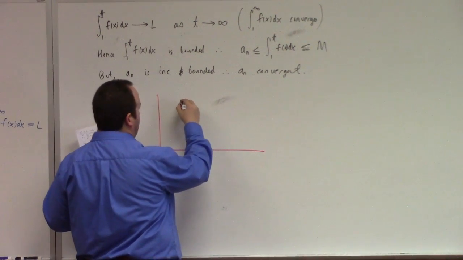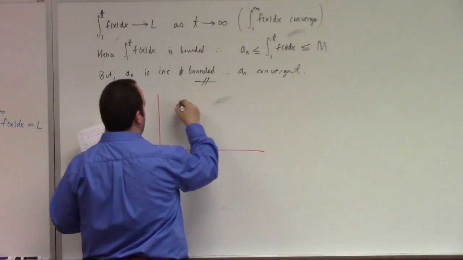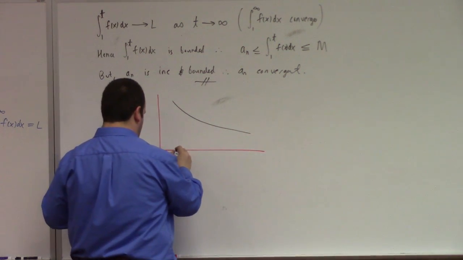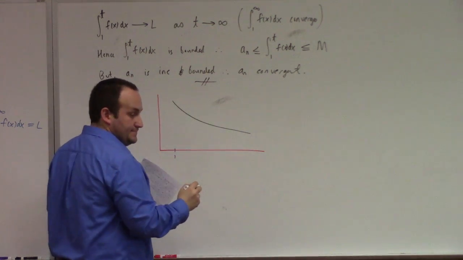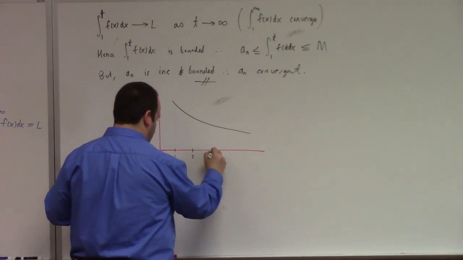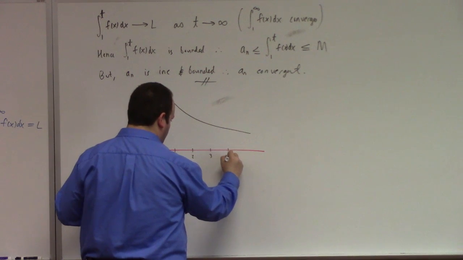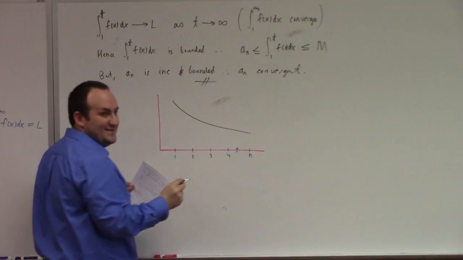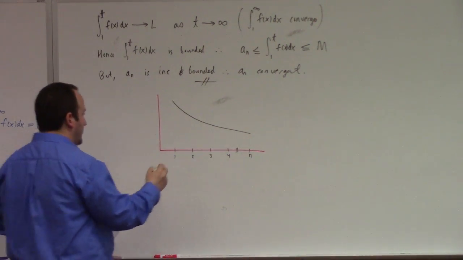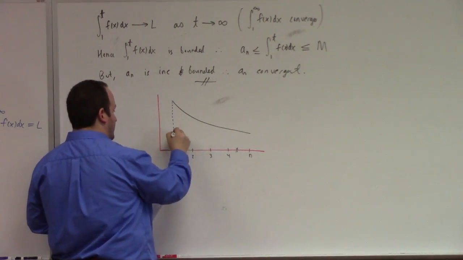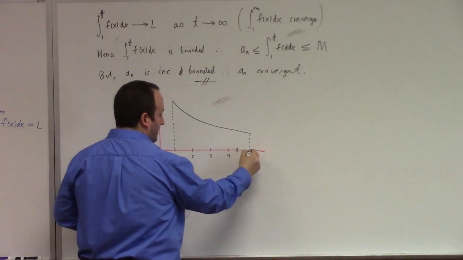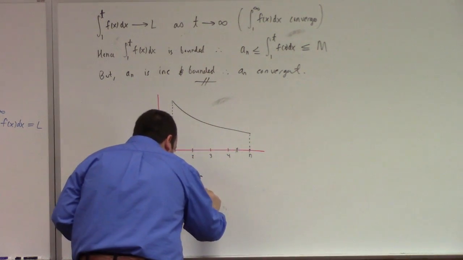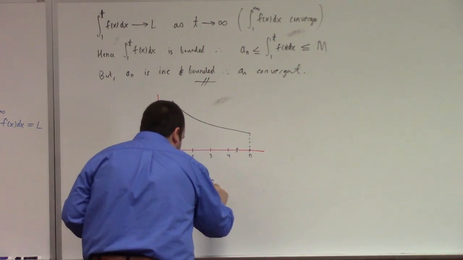So here's your function. It's continuous. It's positive, decreasing. We're looking at 1 as a starting point, all right? 2, 3, 4. And one thing you could think about, of course, is just the area under the graph, right? That would be the integral from 1 to n of f of x dx, okay?